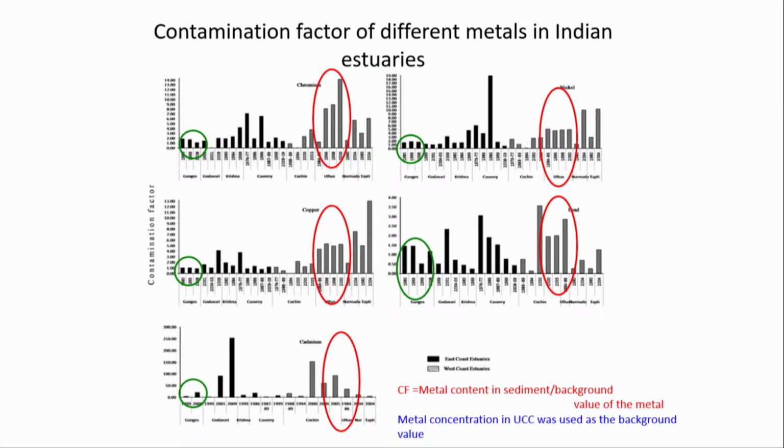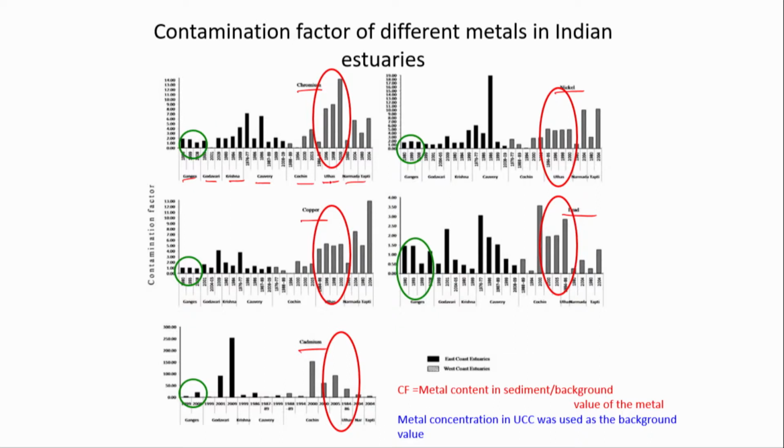Here I showed different metals like chromium, copper, cadmium, nickel, lead, and how the contamination factor changes in different estuaries. Here it is Ganges, Godavari, Krishna, Kaveri, Cochin, Ulhas, Narmada, Tapi. These are not very clear in the slide, but I will provide you the material, the figures, and the papers where you can see that the contamination factor for chromium in the Ganges, in green color, and cadmium, copper, all these metals are not very much contaminated. The contamination factor is well within 2.